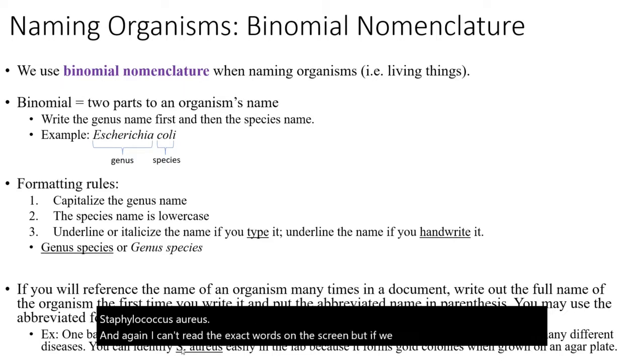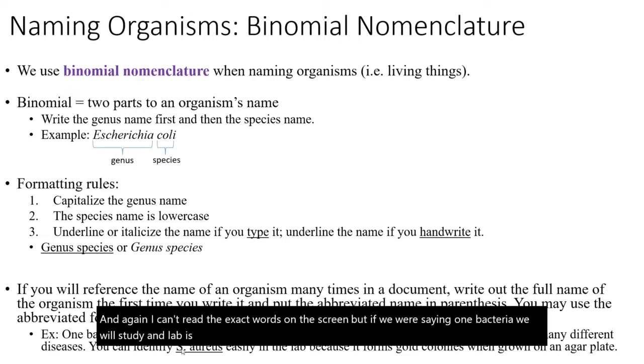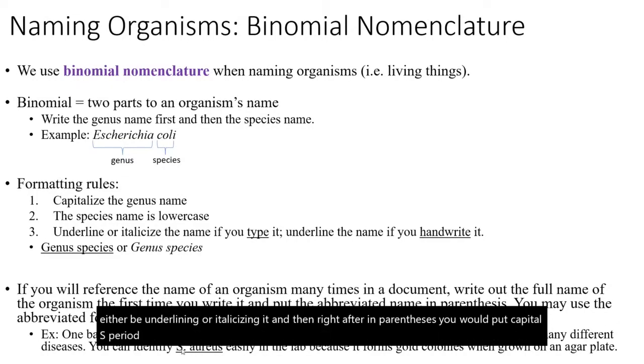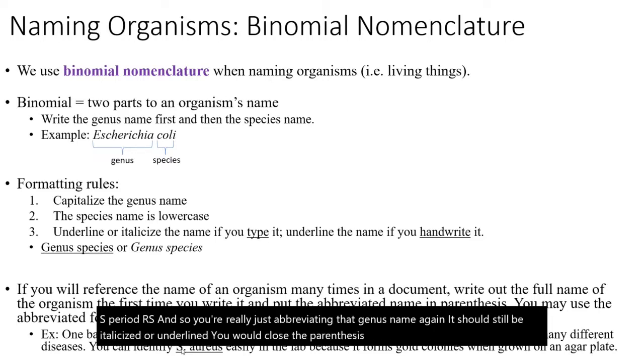If we were saying, you know, one bacteria we will study in lab is Staphylococcus aureus. Notice I said the full name, and again, you would either be underlining or italicizing it. And then right after, in parentheses, you would put capital S period aureus. Okay, so you're really just abbreviating that genus name. Again, it should still be italicized or underlined. You would close the parenthesis, put the period, end of the sentence.